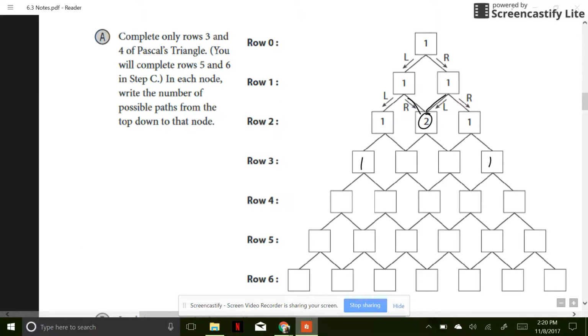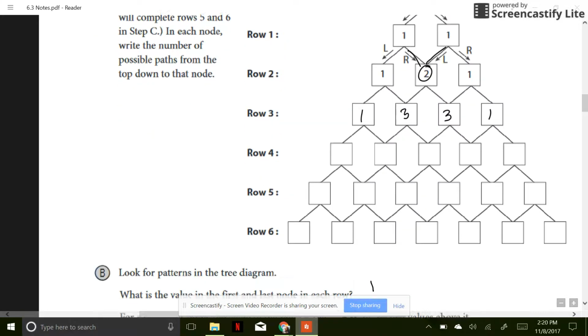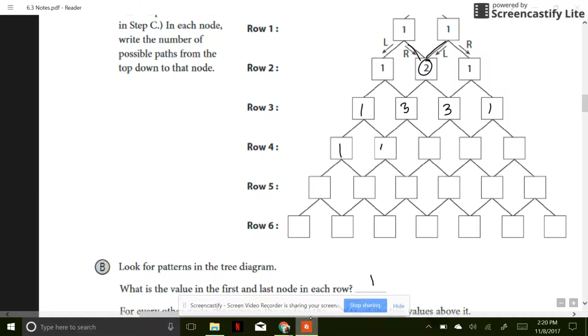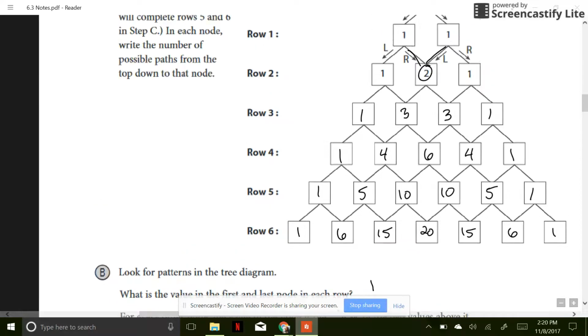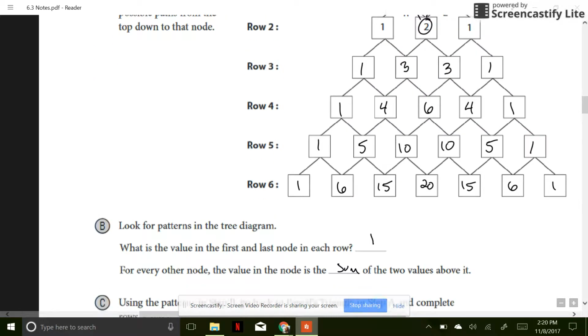So our end values will each be 1. This first value here is a 3 because the two nodes above it are 1 and 2. 1 plus 2 is 3. This one is also 3 because we've got 2 plus 1 above it. So this value is 1. This one will be 4, 6, 4, 1. This one's 1, 5, 10, 10, 5, 1, 1, 6, 15, 20, 15, 6, and 1. So again, it's pretty easy to make on your own as long as you know how to start it out.